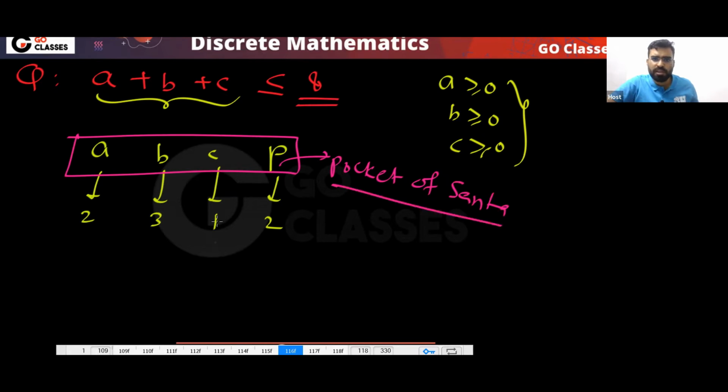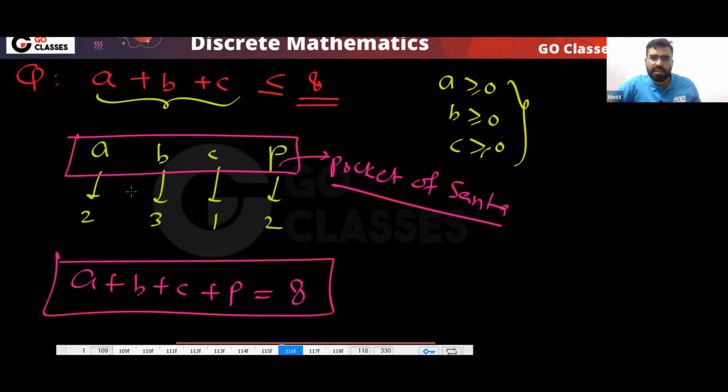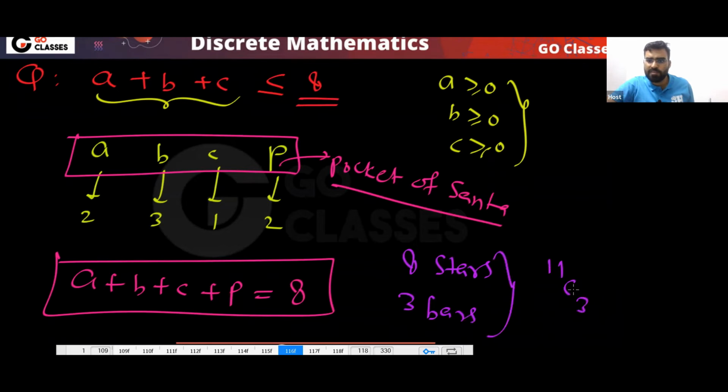So what you can do, you can create 4 variables. And now the equation will be like this: A plus B plus C plus P is equal to 8. Agree or not? Yes or no? The remaining chocolates will be in the pocket of Santa. So now the answer will be 8 stars and total 3 bars. 8 stars and 3 bars. So that will be 11C3.